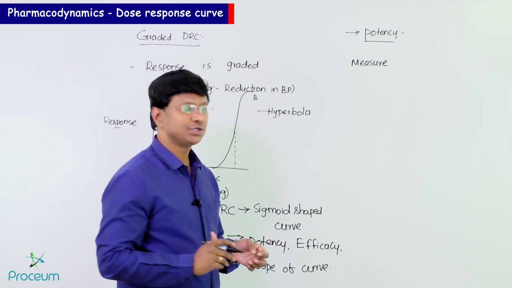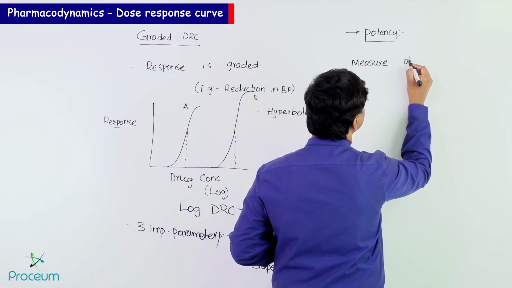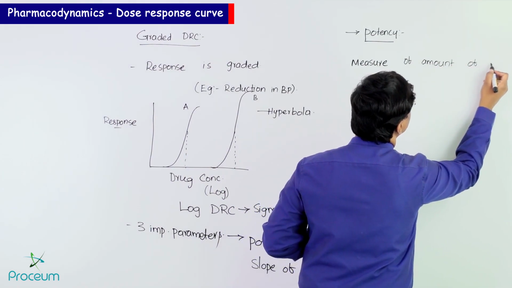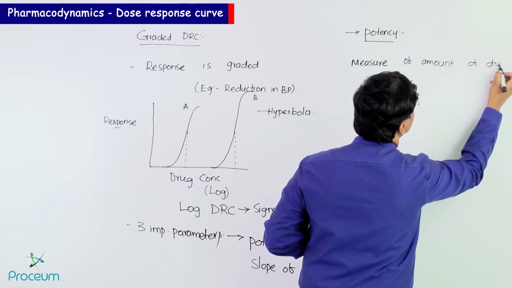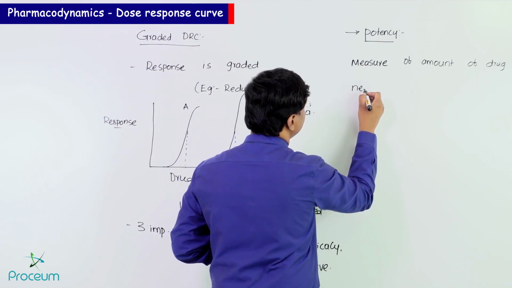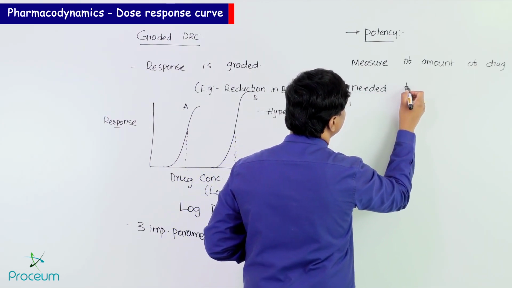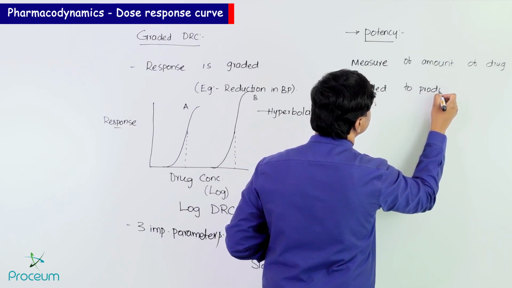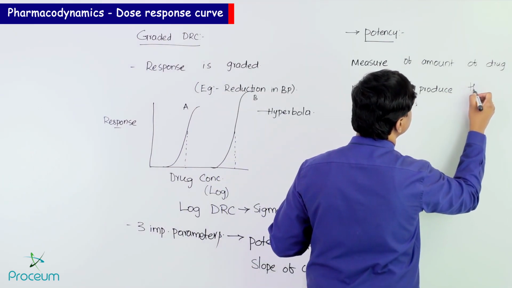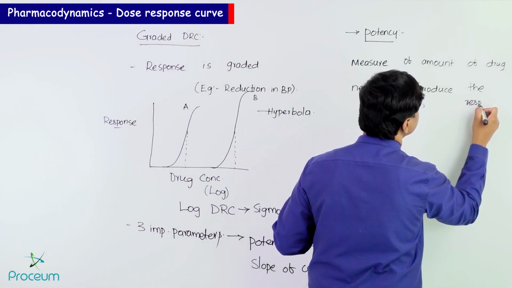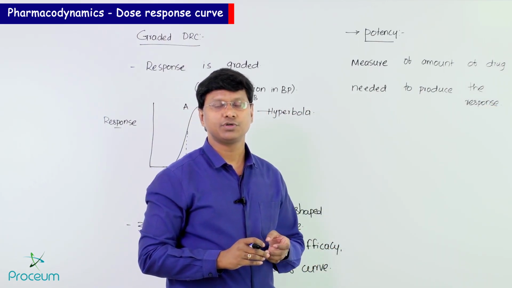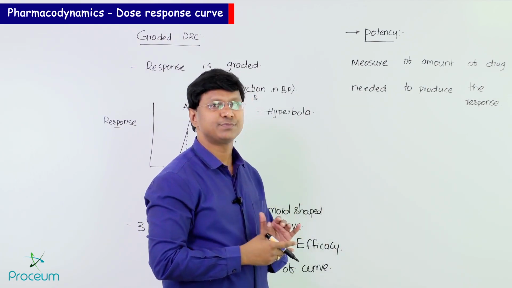It is the measure of the amount of drug needed to produce the response. So potency is the measure of the amount of drug needed to produce the response.